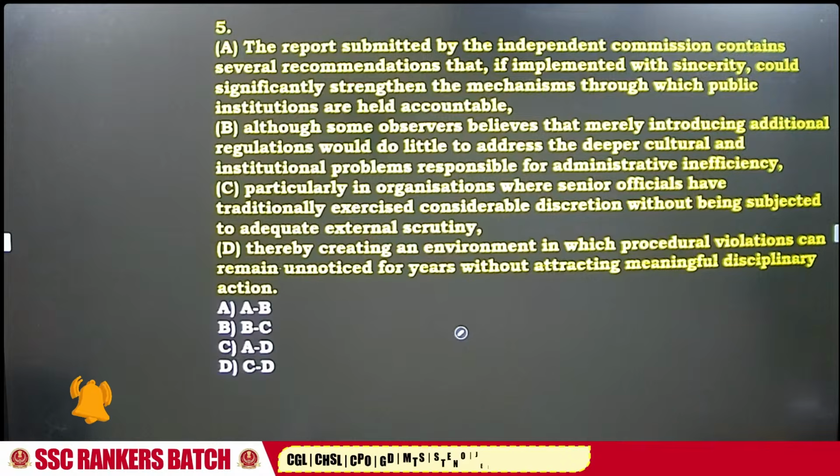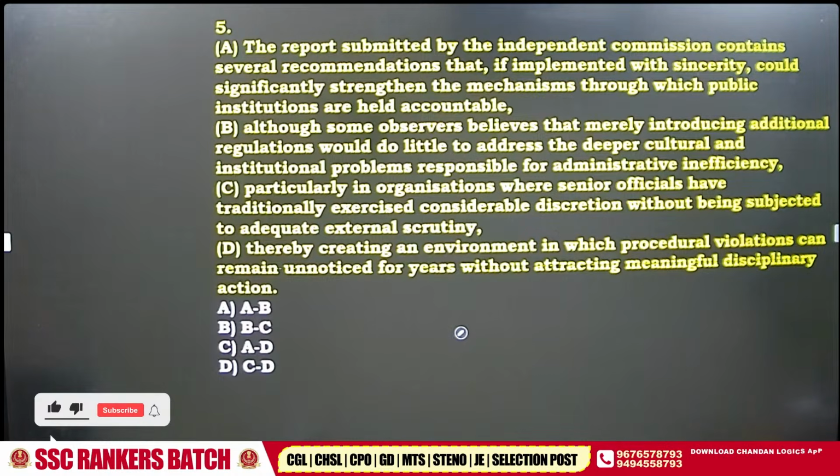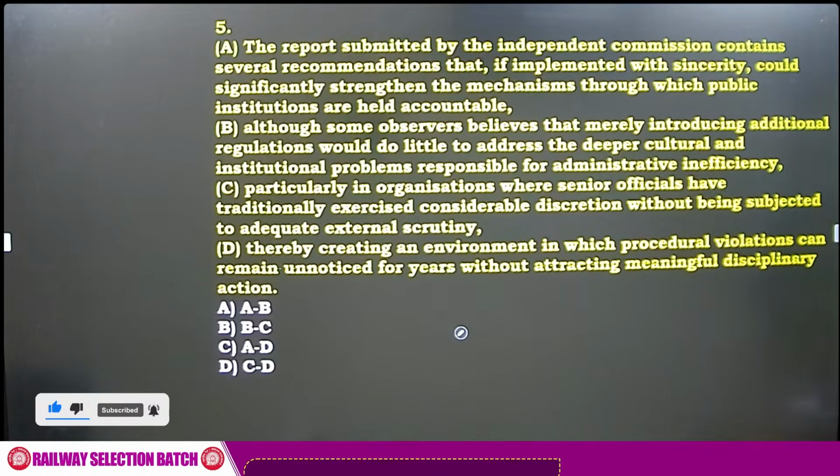Beautiful. See, if possible, after the live session is over, I want you to read the sentences once again. That improves your reading speed and reading skills.